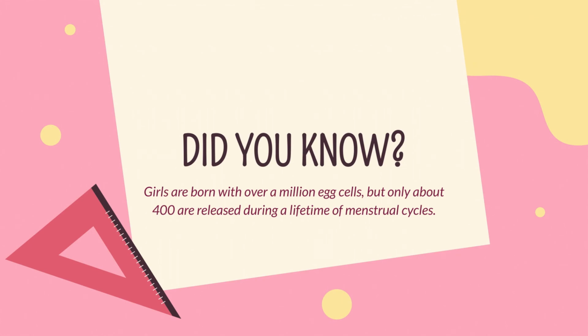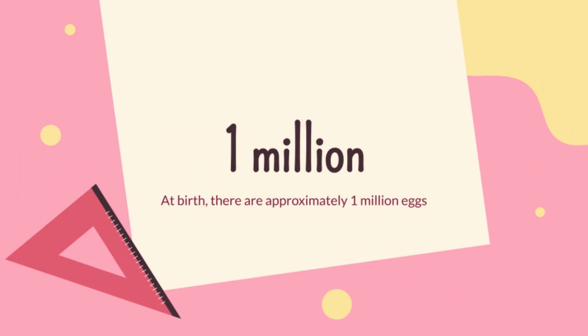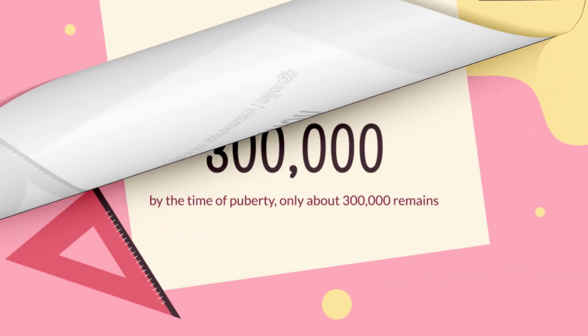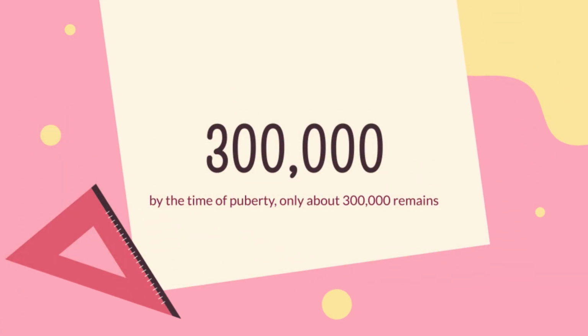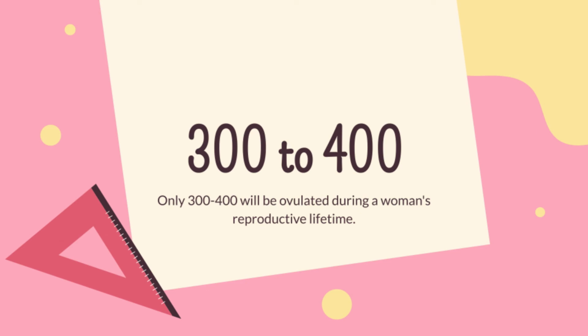But did you know, girls are born with over 1 million egg cells, but only 400 are released during the lifetime of the menstrual cycle. During fetal life, there are about 6 million to 7 million eggs. From this time, no new eggs are produced. At birth, there are approximately 1 million eggs, and by the time of puberty, only about 300,000 remain. Only 300 to 400 would be ovulated during a woman's reproductive lifetime.